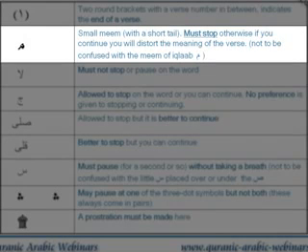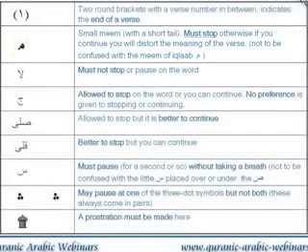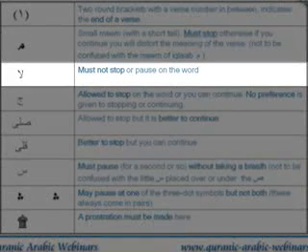Just note the way that meme looks. It's as if the tail's been chopped in half. And this one means you must stop. Very important one. The next one is the lam alif. Now that says must not stop or pause on the word. Okay, so the little meme was you must stop.